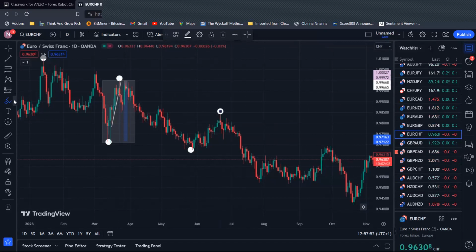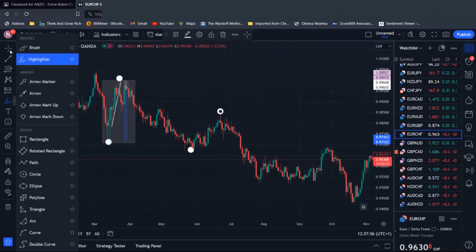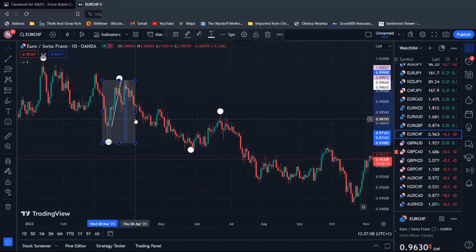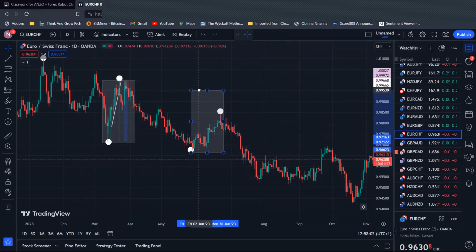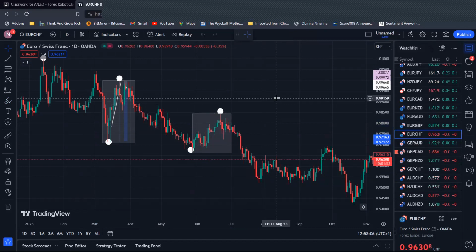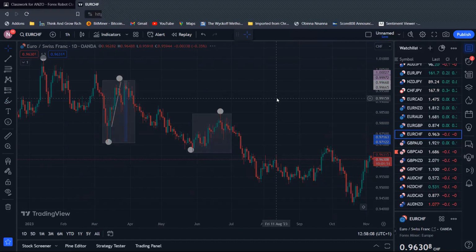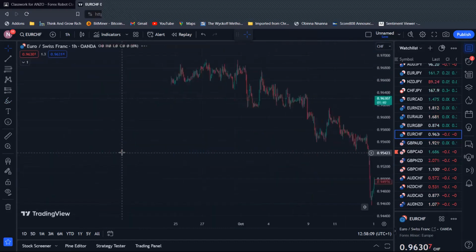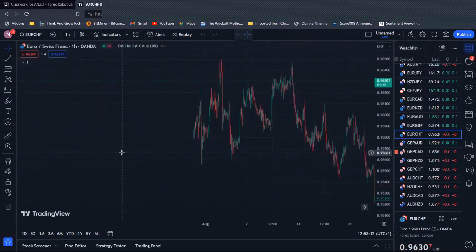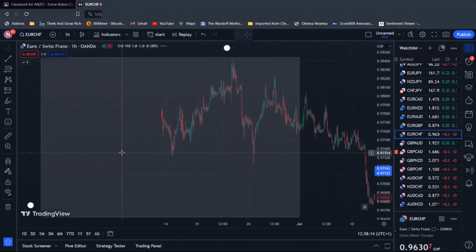So what we can do now is zoom into this area here. We can just copy and use this again, and look for the move and see if we can spot a counter trend there. So let's go to the 1 hour chart again and go back to where we were.